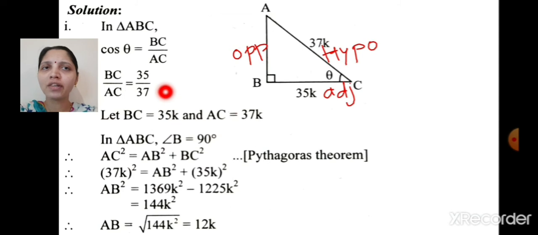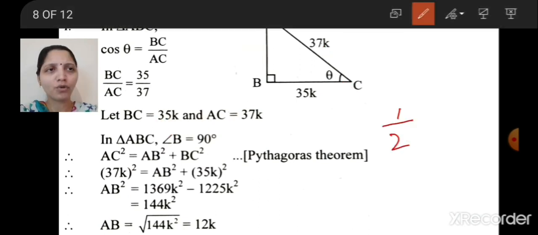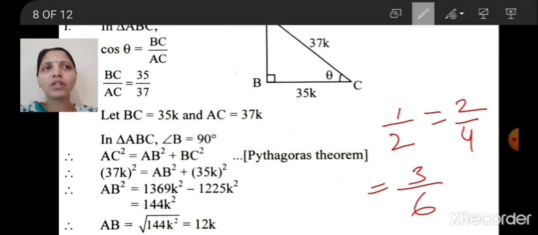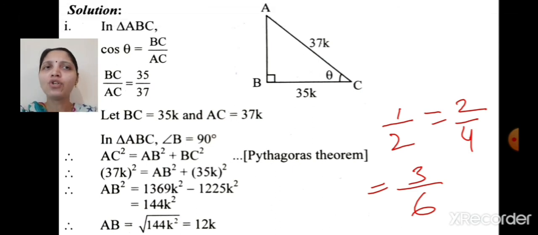Now it is a ratio. That means you have to assume that let BC is equal to 35K and AC is equal to 37K. Now what is the meaning of this? This means that if you consider ratio 1 upon 2, then it can be 2 upon 4 or it can be 3 upon 6. Any value it can be. So here also 35 upon 37 is the ratio. So you have to multiply this ratio by a constant value, that is K.